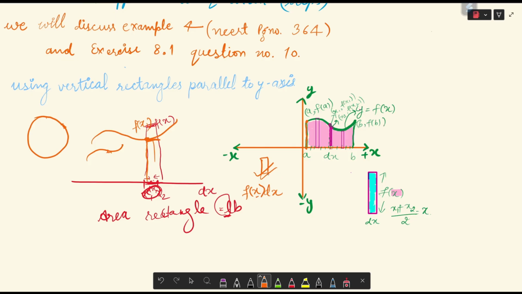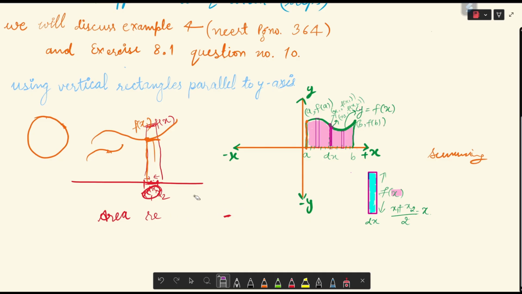Okay, then we integrate. Integrate is basically summing over. You are summing over the area of all these intervals, summing the area of all these rectangles, right? So this is how the vertical rectangle parallel to the y-axis works. So let me conclude.